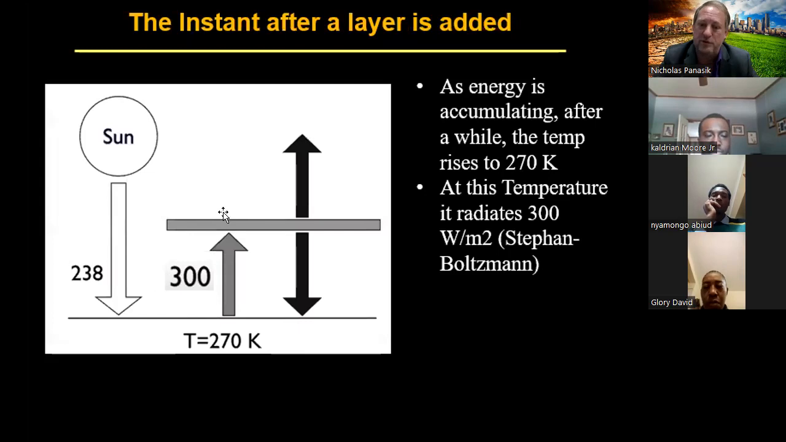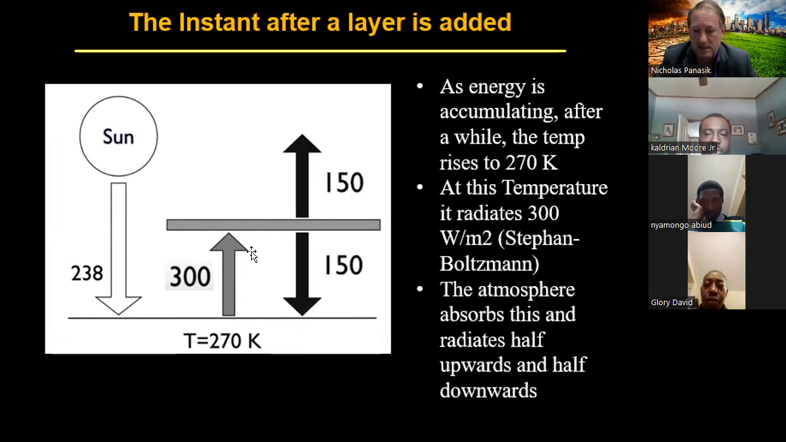Okay. If 300 was going in the atmosphere, how much would be going out into space? I'm asking. 150. Half will go out into space and half will come back. So now, have we reached energy balance yet? No, we're taking in more energy than we're taking out.